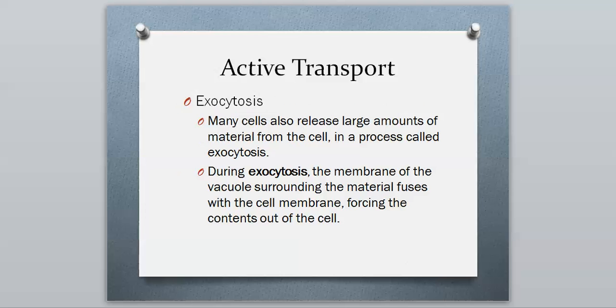And then our last one is called exocytosis. Exo sounds like exit, and that occurs when many cells release large amounts of material from the cell in this process. During exocytosis, the membrane of the vacuole surrounding the material fuses with the cell membrane, forcing the contents out of the cell. So inside of the cell, we will have a vacuole that has some things in it, some waste materials that maybe we don't want. That vacuole will fuse with the cell membrane, and in the process it just catapults it out of there. We might look at some more videos maybe in specific of these things. But just know that that is what exocytosis is, and that is all for this section.